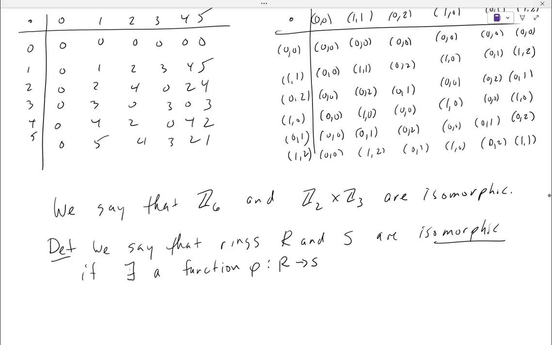So anyway, there's a function from R to S that has to satisfy three things, basically. Oops. I didn't want to write such. That satisfies.